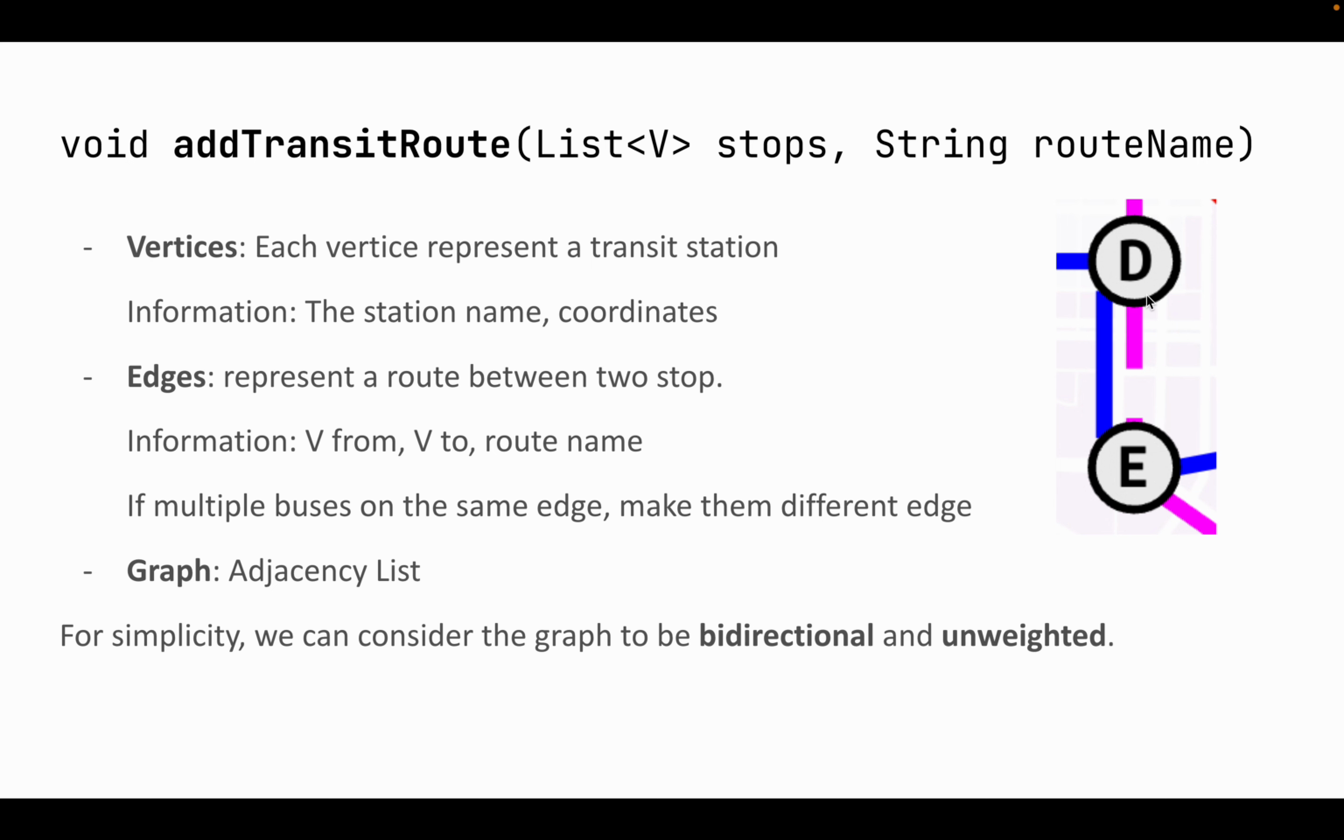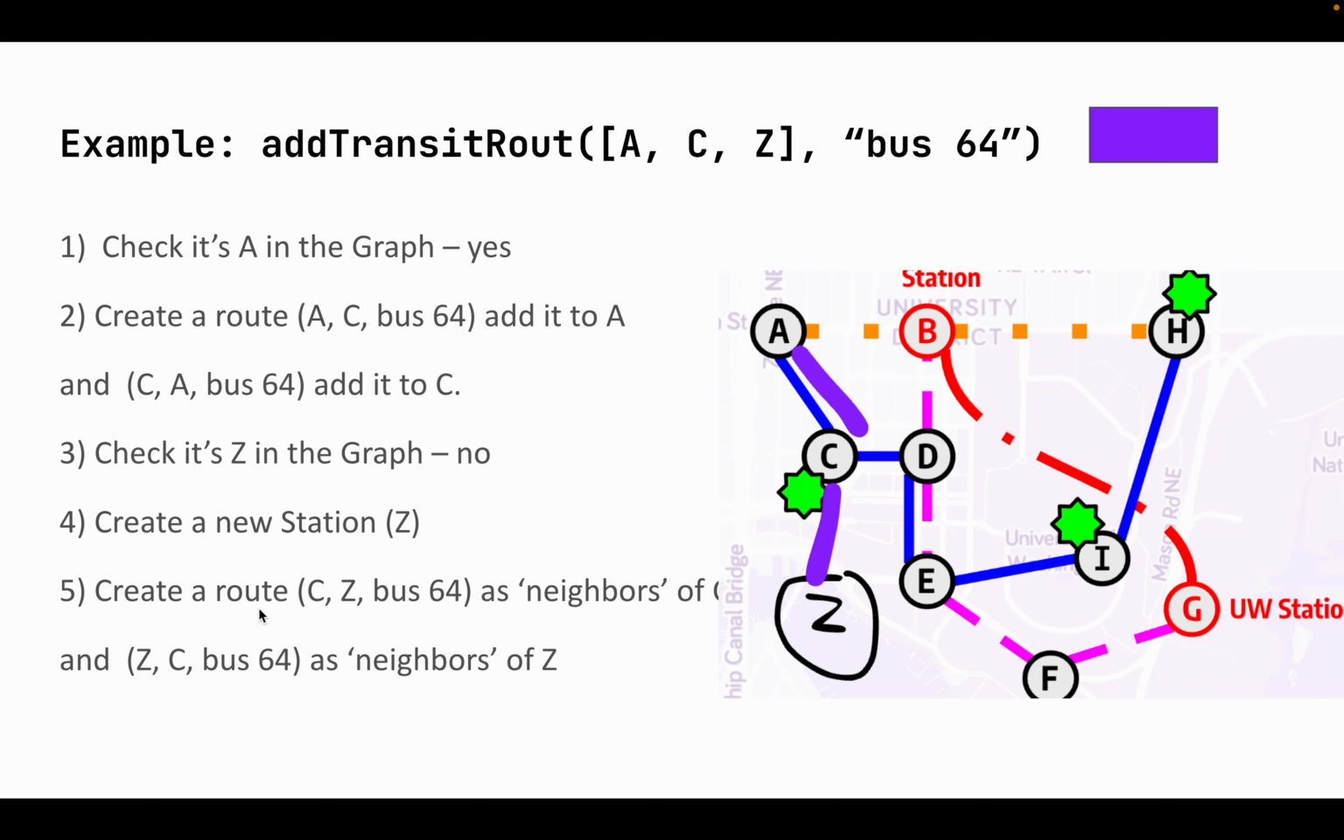So the road from D to E and from E to D should be considered as different edges. Also, more importantly, an edge will have a road name, which indicates what bus or what line runs on this road. Like the blue line and the pink line, in this case, are considered differently. And the graph itself can be represented using a JSON list.